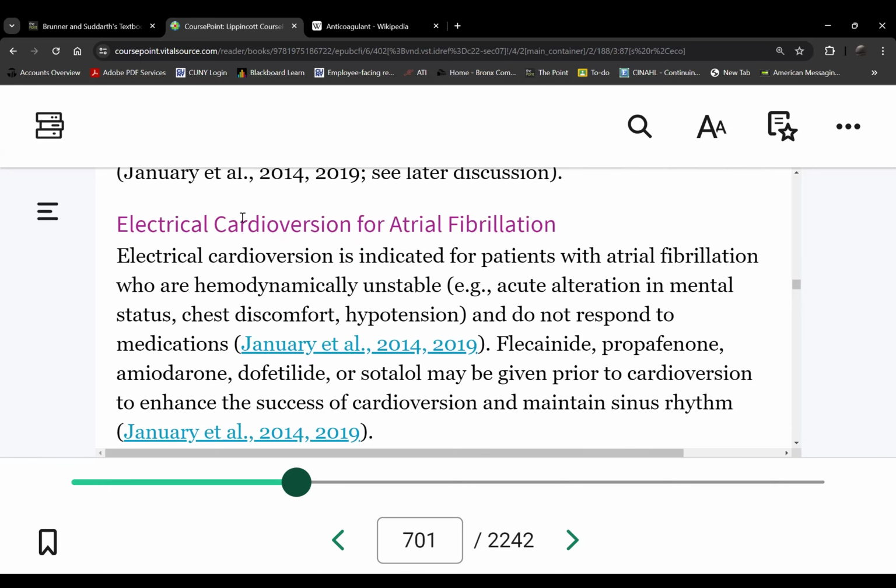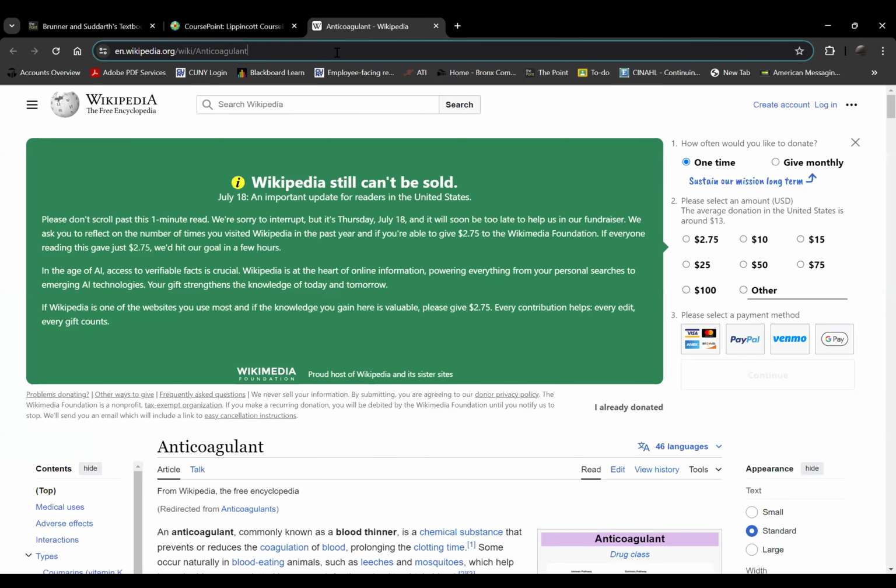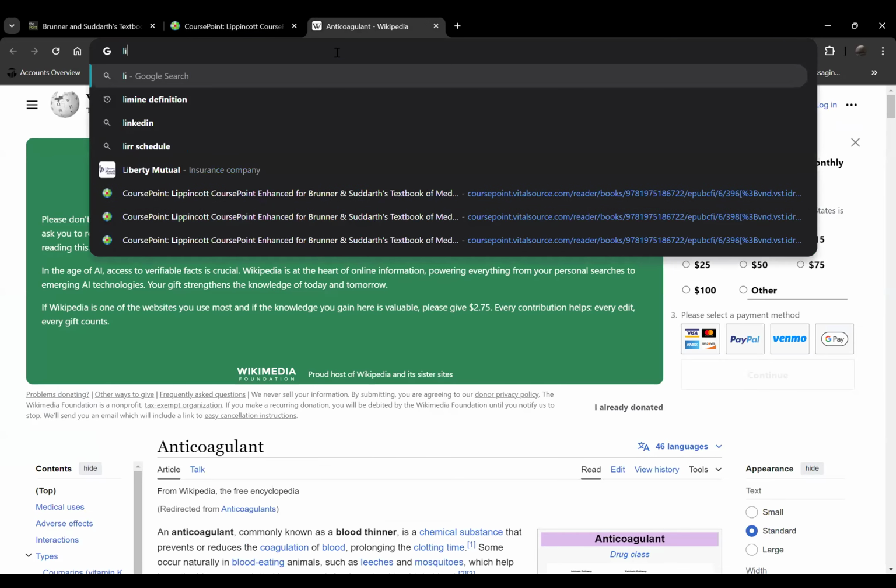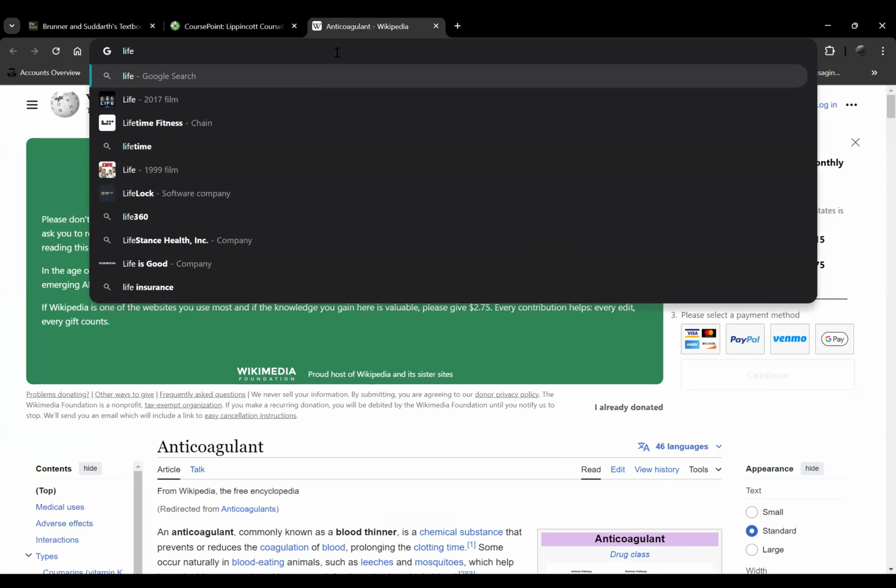So here's the electrical cardioversion. Again, this is using a defibrillator. Have you seen a defibrillator? You know what a defibrillator looks like? Okay, let me show you a defibrillator. Not the AED, no.